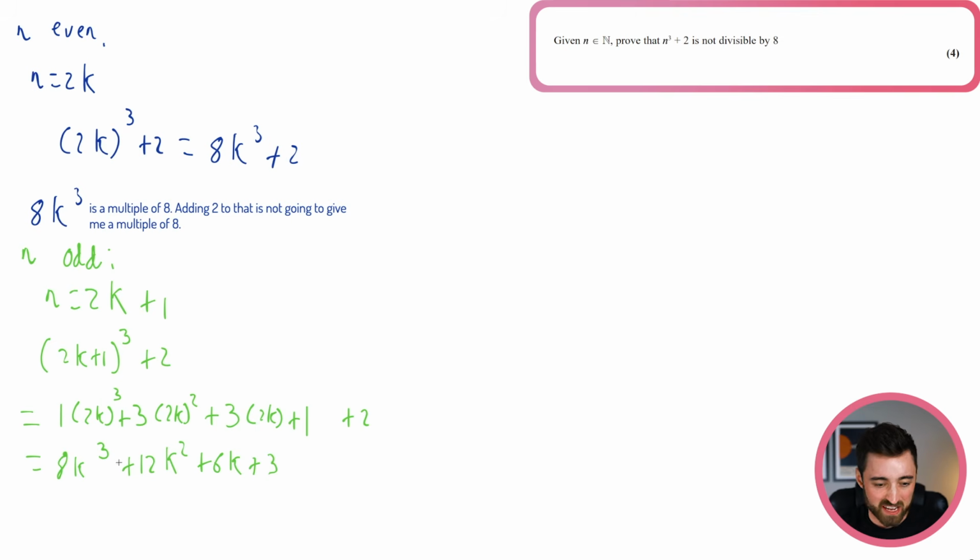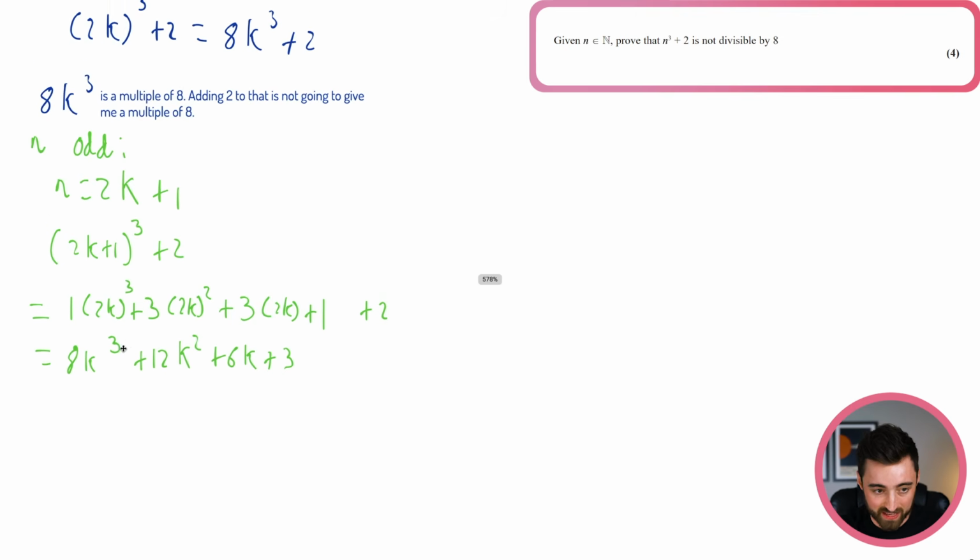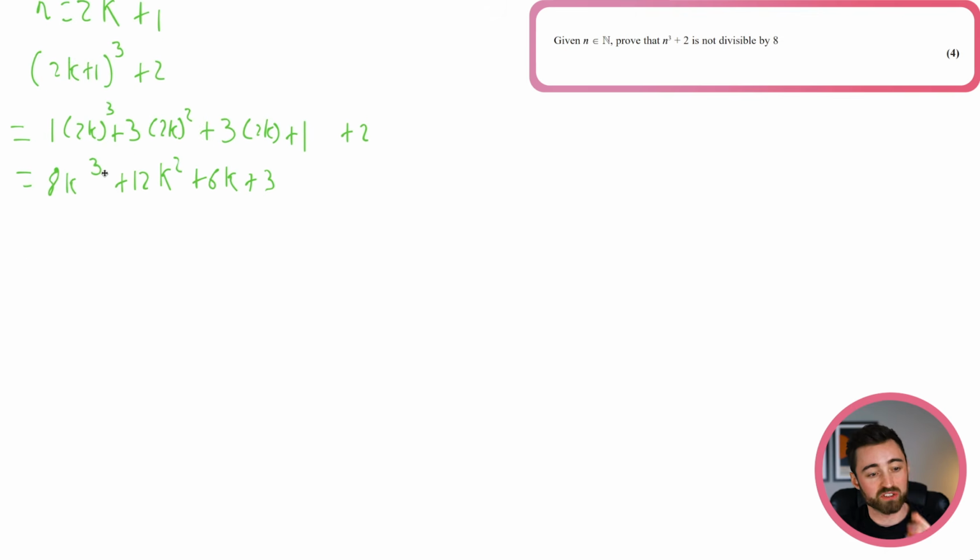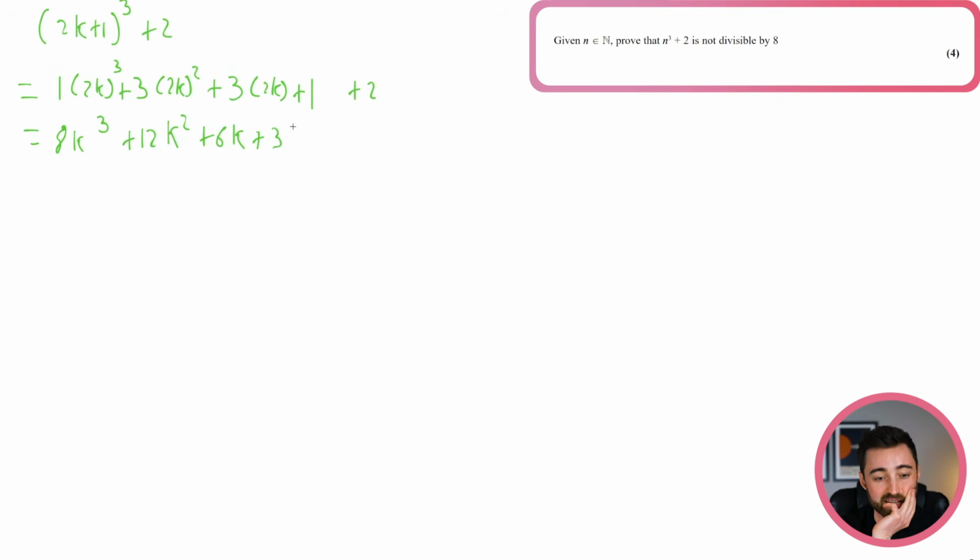I mean, this is a multiple of 8, but then I can't really do anything with everything else. But there is something I could do here. This 3 is making me think that this thing's going to be odd. So the way I could show that is I could take a factor of 2 out of all of this stuff, because that's all even, isn't it? Because that's going to be 2 times 4k cubed plus 6k squared plus 3k.